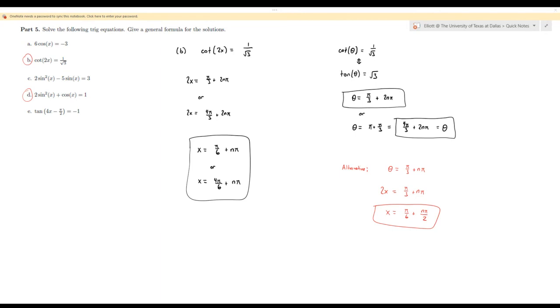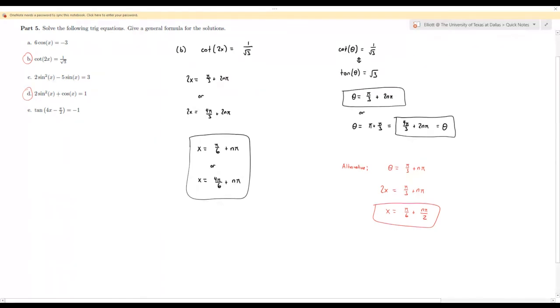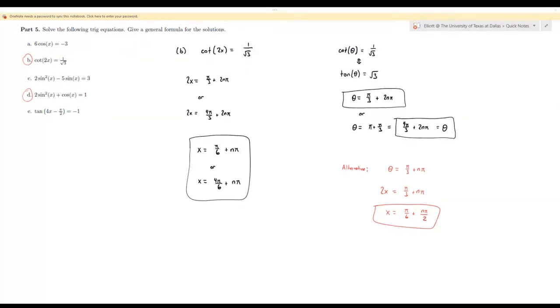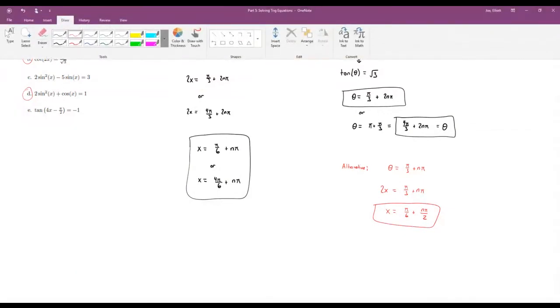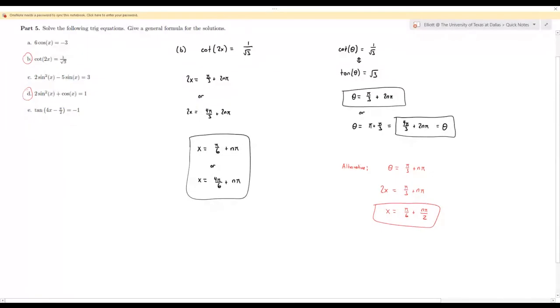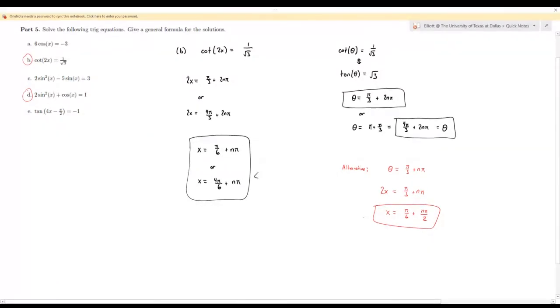So pi times k. I guess maybe you guys tend to use the letter k more often. I was using n, but you could certainly use k as well. So pi over 3 plus pi k. And then after that, divide by 2 if you want to solve for x. Okay. The red one is correct, but so is the one in black as well. The one in black is a little bit more complicated, but it's still a correct answer as well.